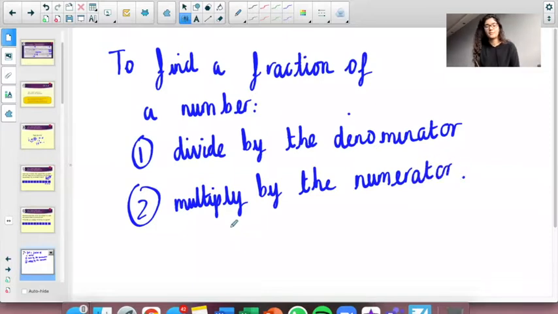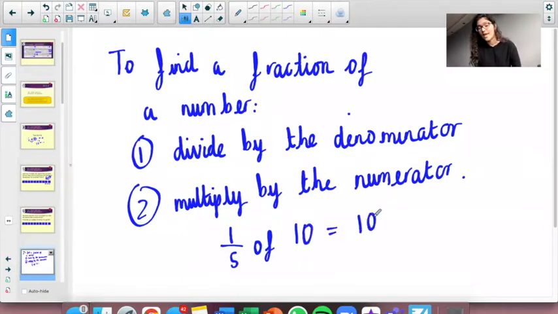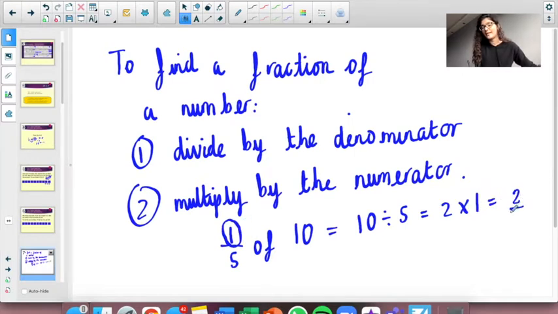I'll give you an example. 1/5 of 10. How do we work that out? Look at your steps. You divide by the denominator. So you do 10 divided by 5, which is equal to 2. And then you multiply by the numerator. The numerator for this question is 1. So you multiply by 1 to get our answer in the end, which is 2. So 1/5 of 10 is 2.